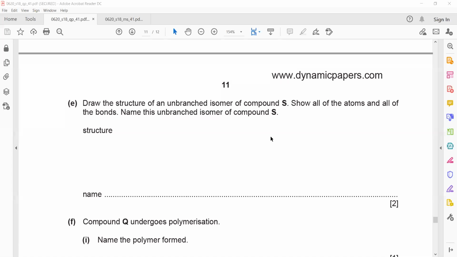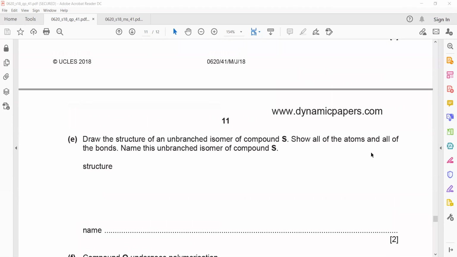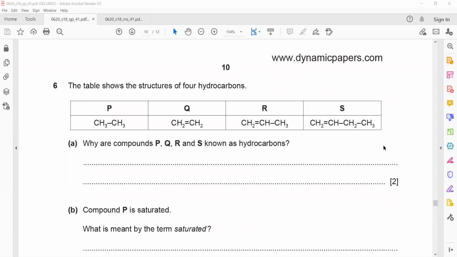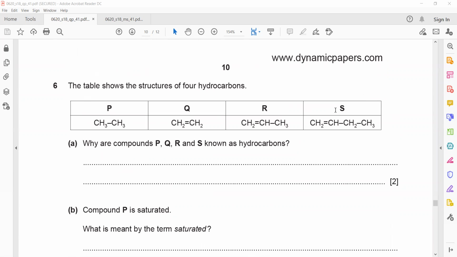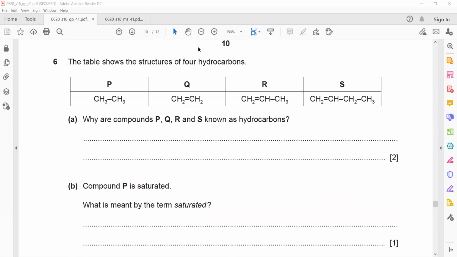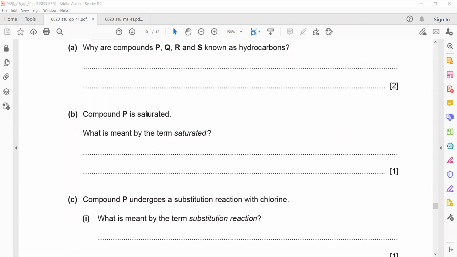Draw the structure of an unbranched isomer of compound S. Show all the atoms and the bonds and name this unbranched isomer. So for S, we have to draw an unbranched isomer. First, what is S? What is the name of this compound? S, can you say the name? So it is butene, or but-1-ene. That's right, Afif. So if it's butene and I want to draw an unbranched isomer, I will simply change the position of the double bond, because in the question they mention you cannot make a branch.